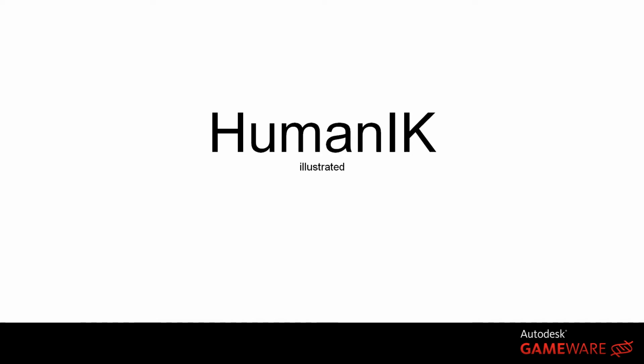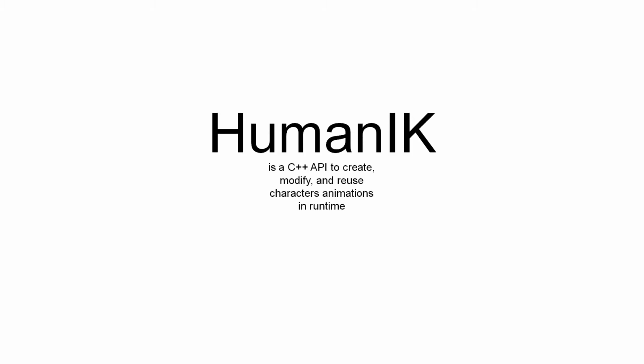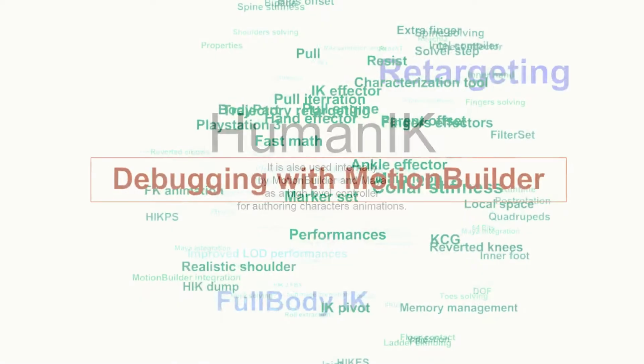I'm going to give you an introduction to HumanIK, focusing on the most important features you have to understand to start evaluating and using the product. HumanIK is a C++ API to create, modify, and reuse character animations in runtime. It is also used internally by MotionBuilder and Maya as a high-level controller for authoring character animations.